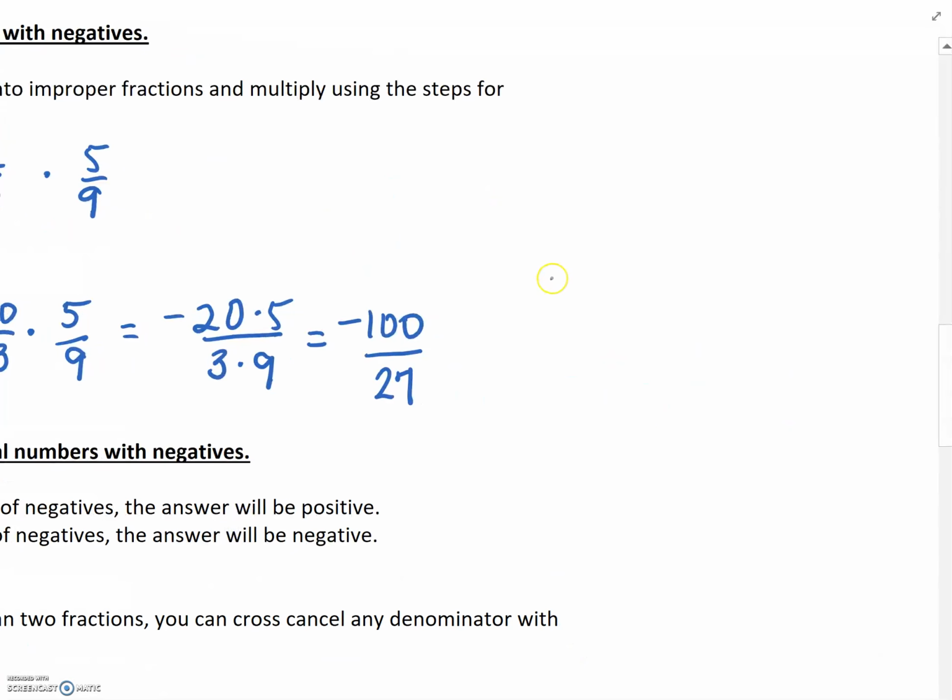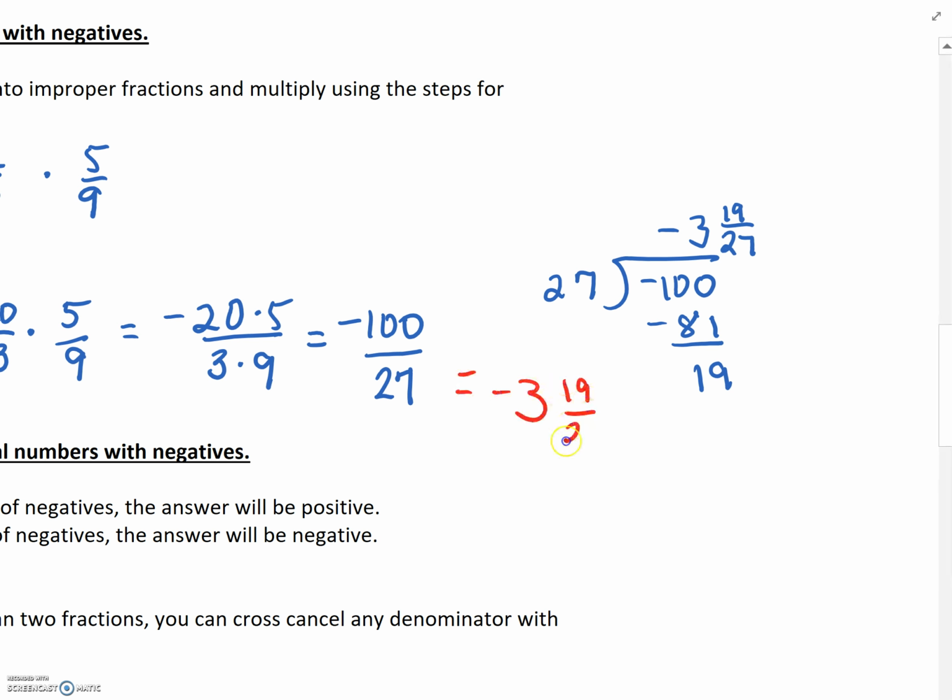Then I need to change this to a mixed number by dividing 27 into negative 100, or you can just remember you're going to have a negative. And it's going to go 3 times. So that's an 81. And I subtract to get 19. So I have a remainder of 19 over 27, and it'll be negative. So that gives me an answer of negative 3 and 19/27.